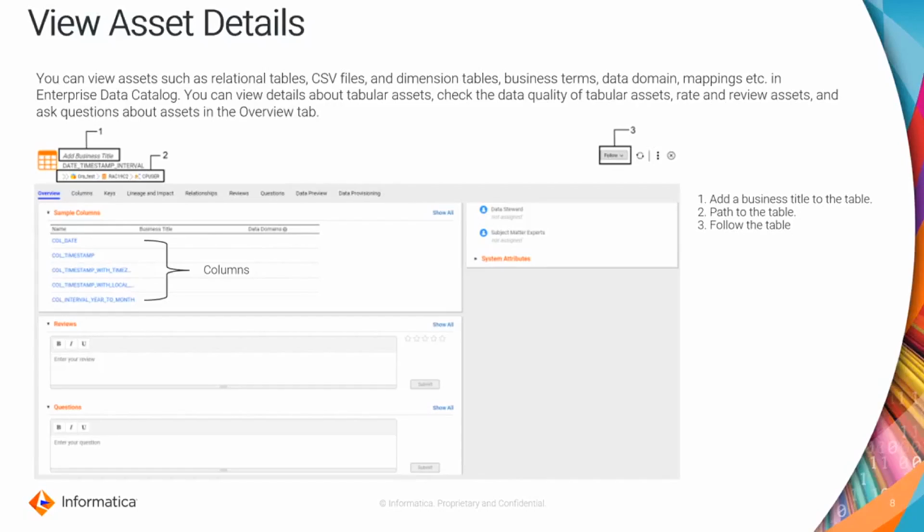View asset details. When you click on an asset from the search results, it will take you to the asset overview page. In the asset overview page, you will find the asset name and the business title for that asset. You'll find the complete path of that asset. For a tabular asset, you will see all the columns present inside the table, and you have the option to follow the asset. And then we have a number of tabs like columns, keys, lineage and impact, relationship, review, questions, data preview, data provisioning. All of this we will be discussing in further slides.